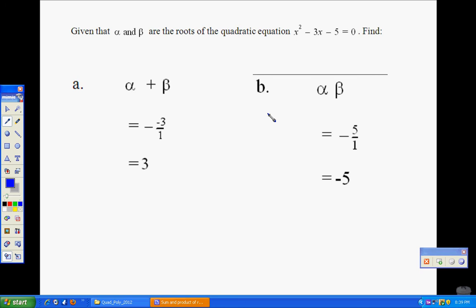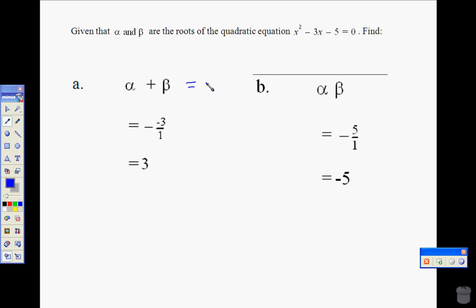In all these types of questions, what we're looking to do is work with the sum and product of the roots without actually knowing what the roots are. But we do know from previous proofs that alpha plus beta is equal to minus b on a. We do know that alpha times beta is equal to c on a. We know that from our quadratic, a is equal to 1, b is equal to minus 3, c is equal to minus 5. So what we can do is, once we've got those values, we can do some substitution.